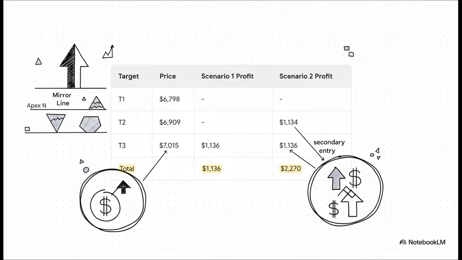All right, now let's talk about the projections. The model gives us 3 price targets to watch. T1 is at the mirror line, T2 is at apex N, and T3 is up at the trapezoid top. This basically gives us 2 main scenarios. In Scenario 1, the total projected profit is $1,136. Scenario 2, which would include that optional second entry, has a projected total profit of $2,270.